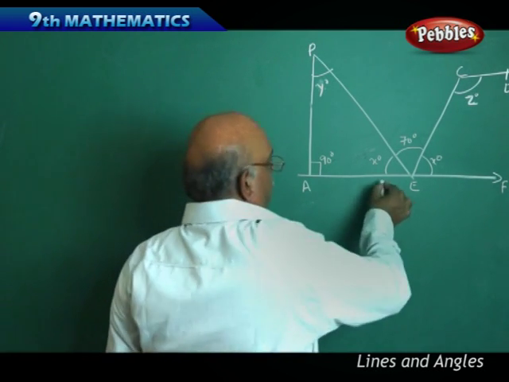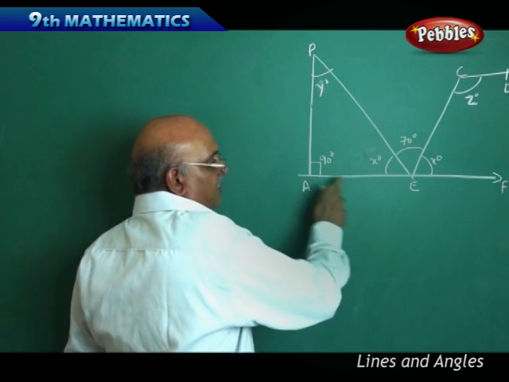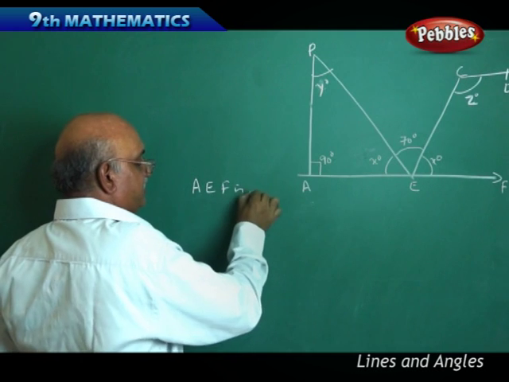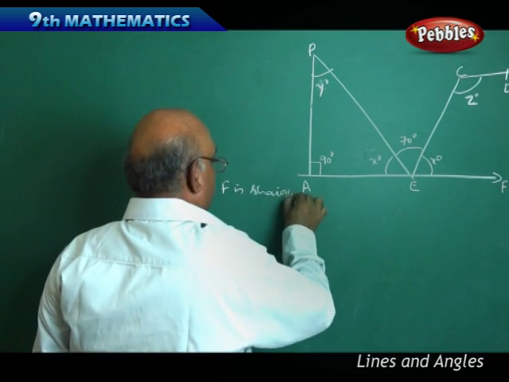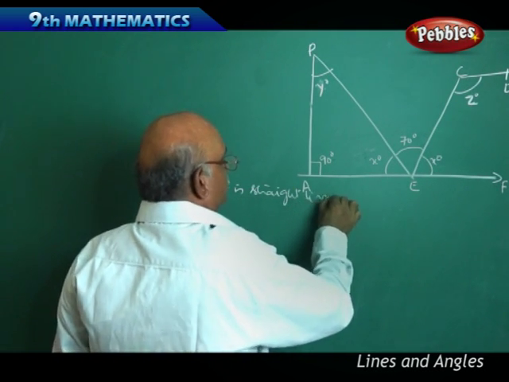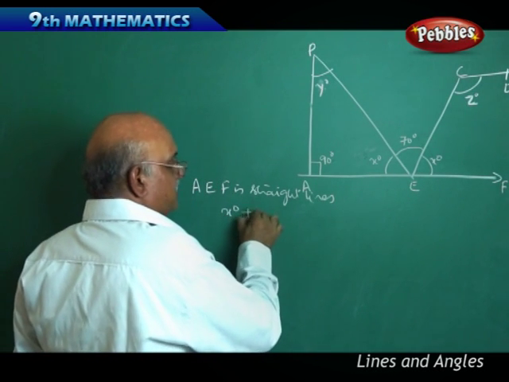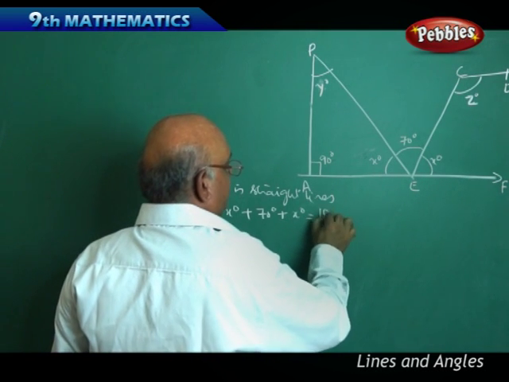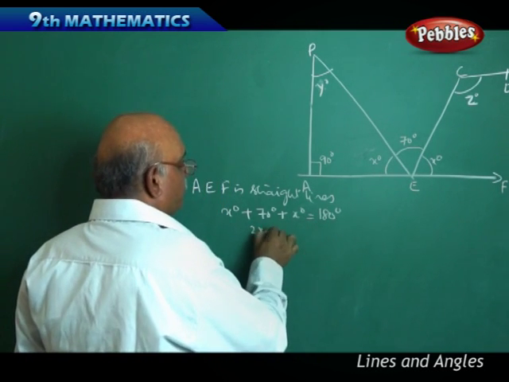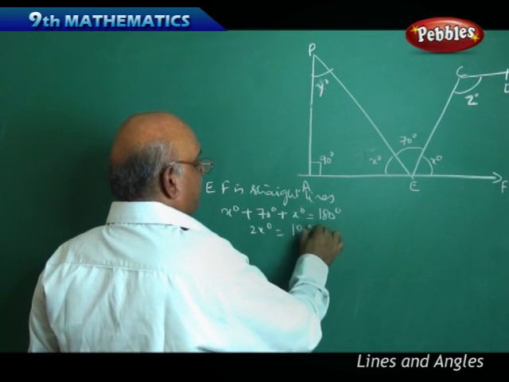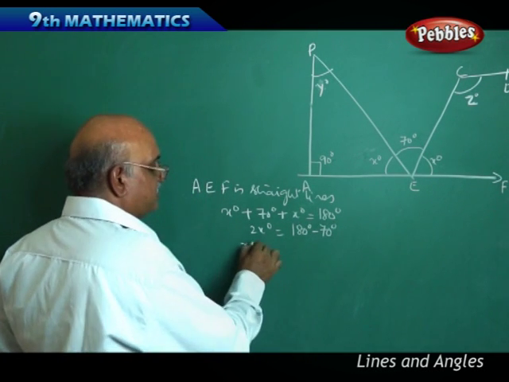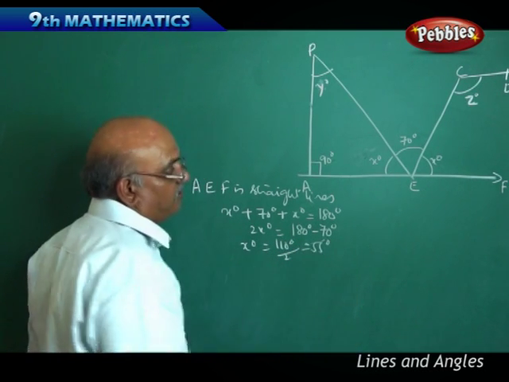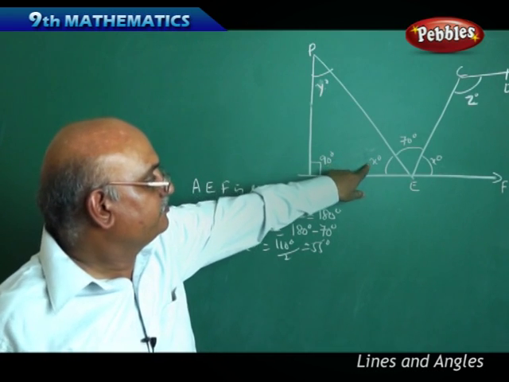Now, if you see, AEF is a straight line. Now, x degrees plus 70 degrees plus x degrees is equal to 180 degrees. Therefore, 2x degrees is equal to 180 minus 70. X degrees is equal to 110 by 2, that is equal to 55. X value 55, you got it.